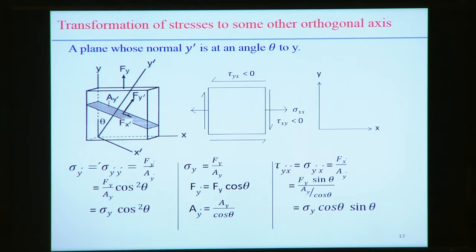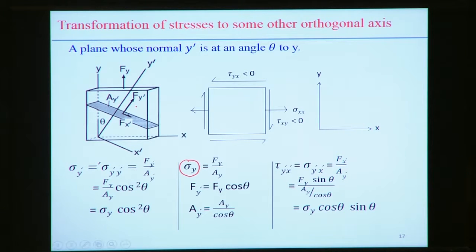Similarly we transform the x dot, which is another orthogonal axis with respect to y dot, as x dot. So we define the different stresses here. First we define the stress sigma y equal to Fy by Ay. So that was the original, so that is the stress.